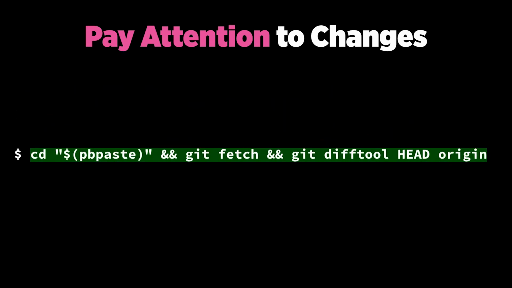What it does is it changes my working directory to the path that I just copied. It does a git fetch to get all the latest changes from the server, from GitHub. But it doesn't apply the changes. In other words, it doesn't move the HEAD. And then it does a diff between the HEAD, where your computer is now, and the origin, the changes that you just downloaded. And it shows you the difference between those two.